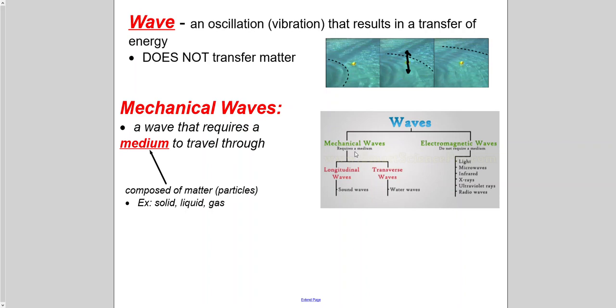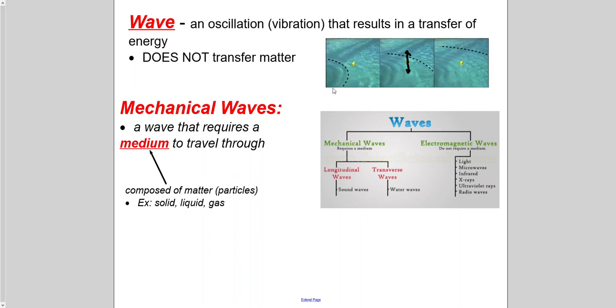There are two types of waves we're going to look at. The first are mechanical waves, but later on we'll look at electromagnetic waves. The big difference between these is that mechanical waves require a medium. So what is a medium? A medium is anything made up of matter. It can be a solid, a liquid, or a gas. In this picture, the medium that the wave is moving through is the water, so that's a liquid. Sound is a wave, and typically sound travels through air. In that case, the air molecules are the medium.